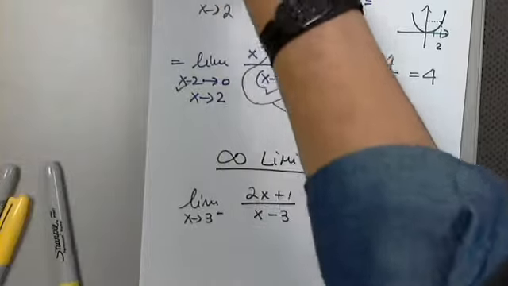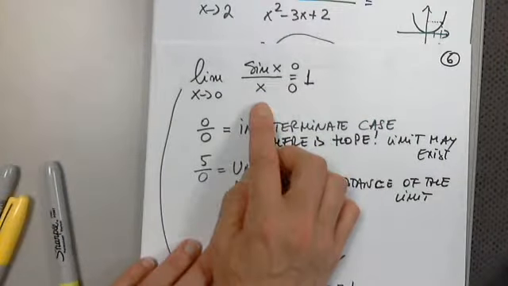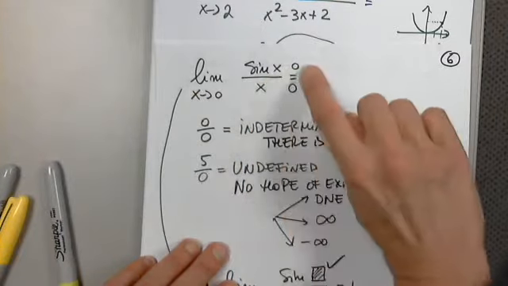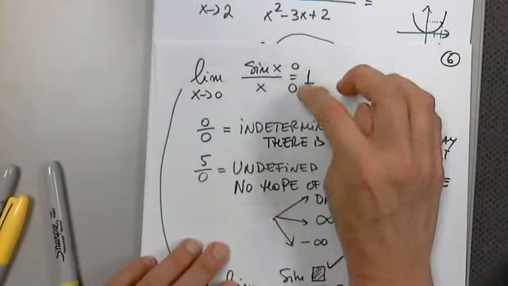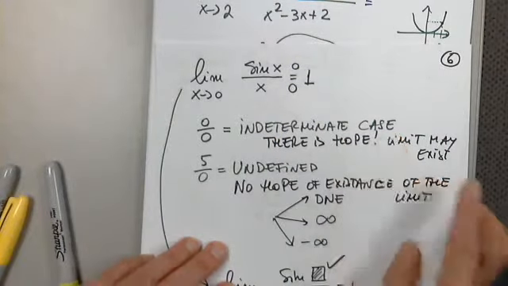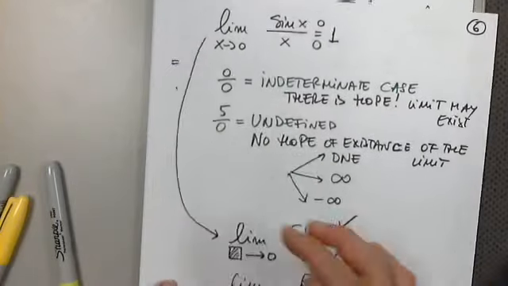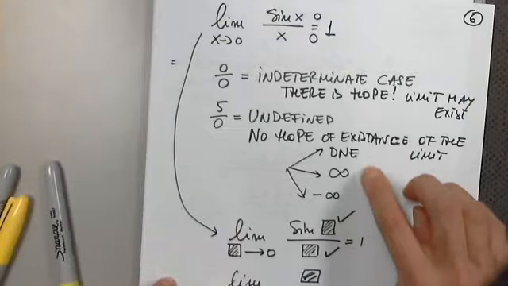Like we did before. Here's what I did. When we were trying to determine sine x over x, I said when x is 0, sine is 0. When x is 0, x is 0. So the limit is 0 over 0, which is an indeterminate case. And then I know there is hope. So now if I plug it in and I get something like this, I know there is no hope. And I have to select the correct answer.